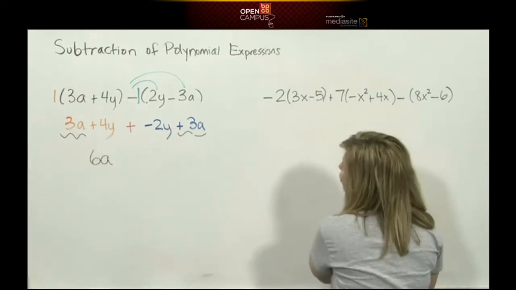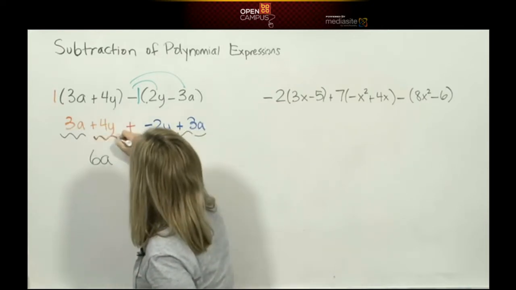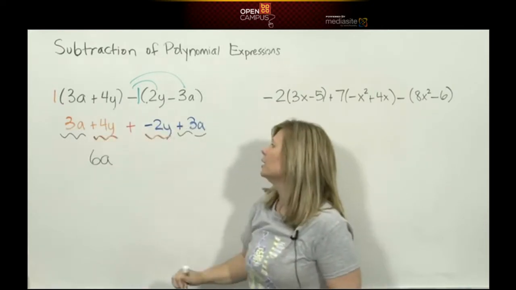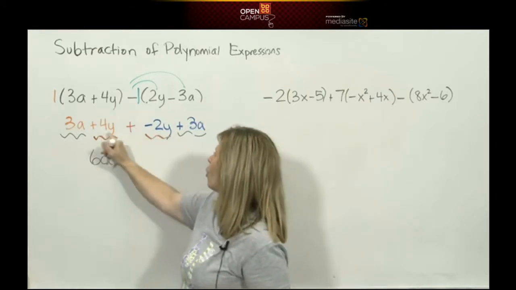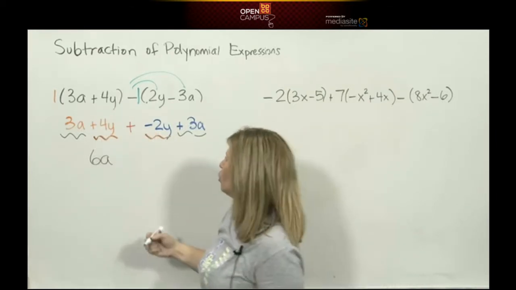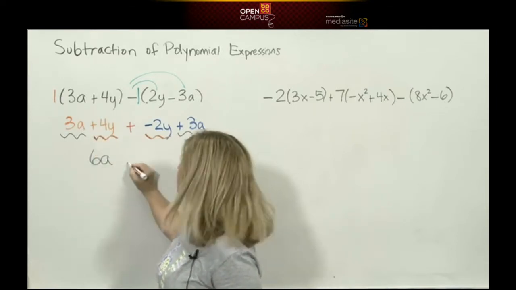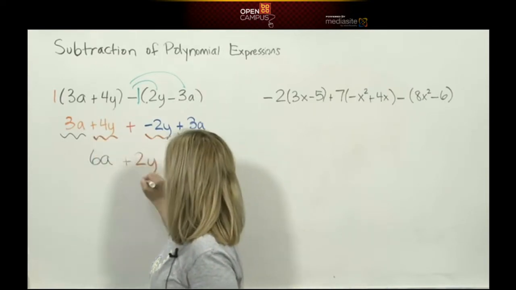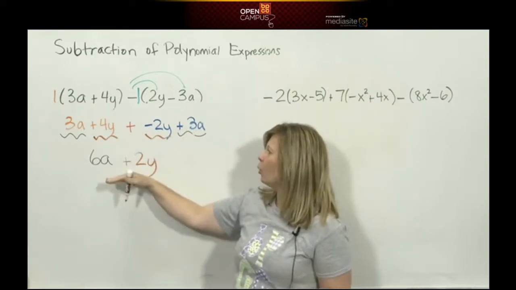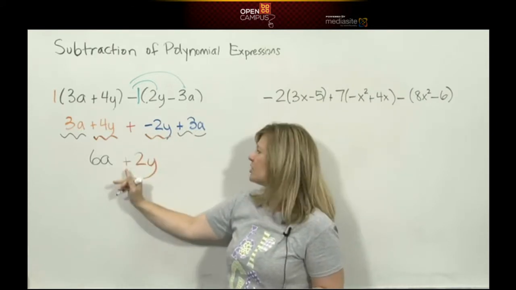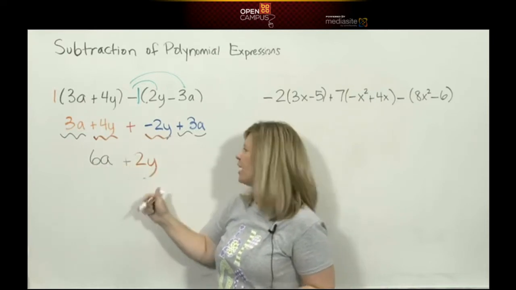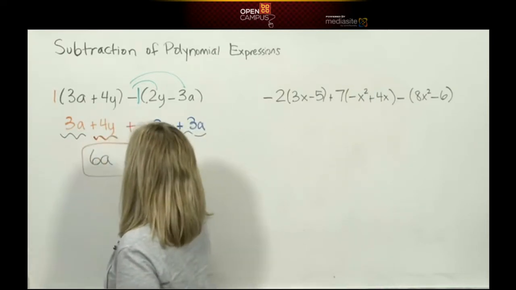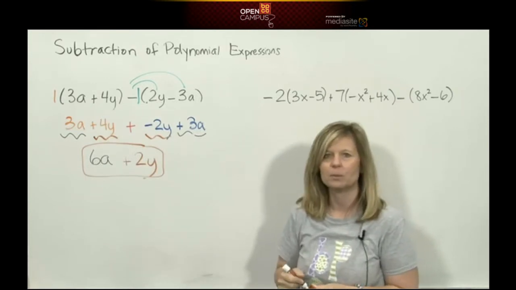Our other like terms are the 4y and the negative 2y. Well, because the signs are different, we're not adding, we're subtracting. 4 take away 2 is 2. That would be 2y. This is our bigger number, so that's why our 2y would stay positive. We know we're going to stop right here because this says add, and these are not like terms. Therefore, we can't go any further. And that is our algebra expression.